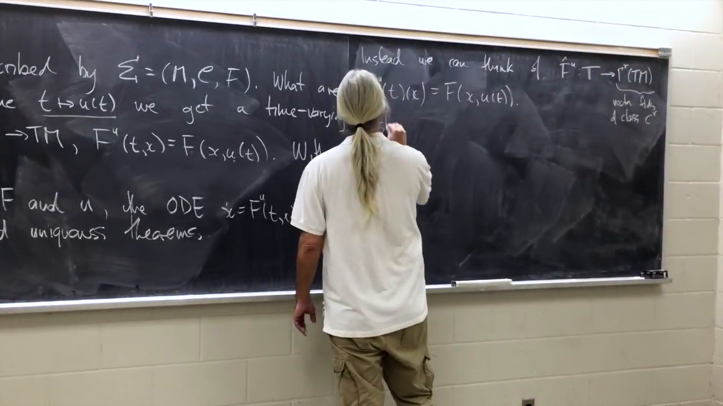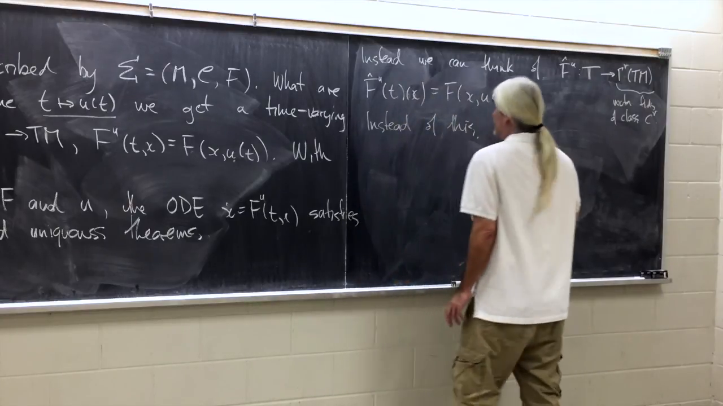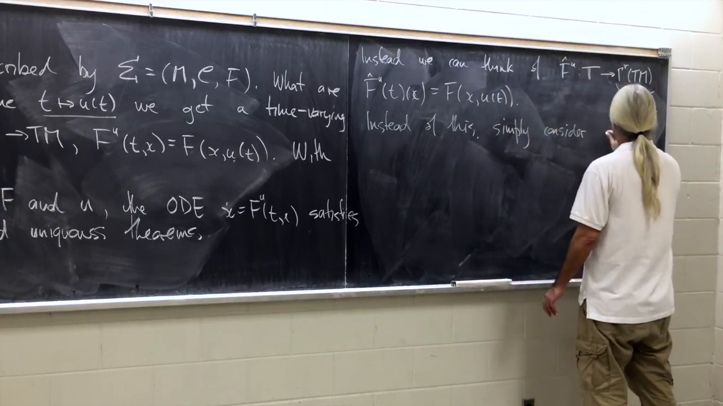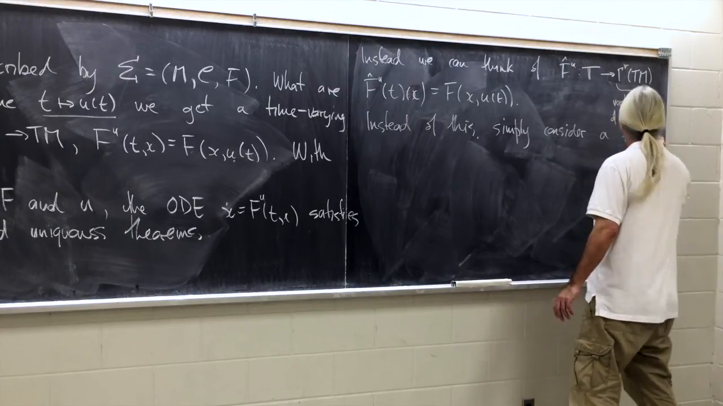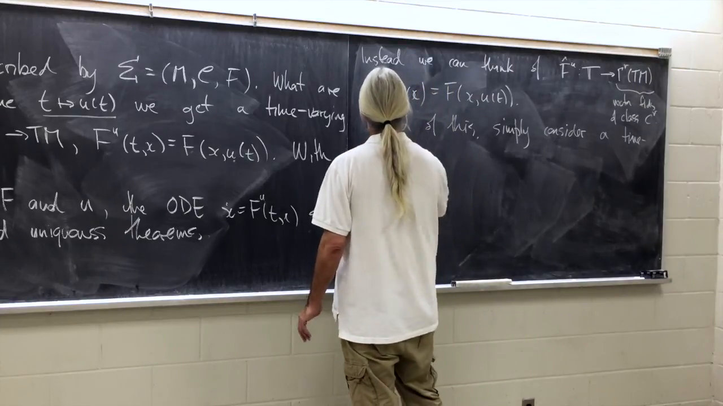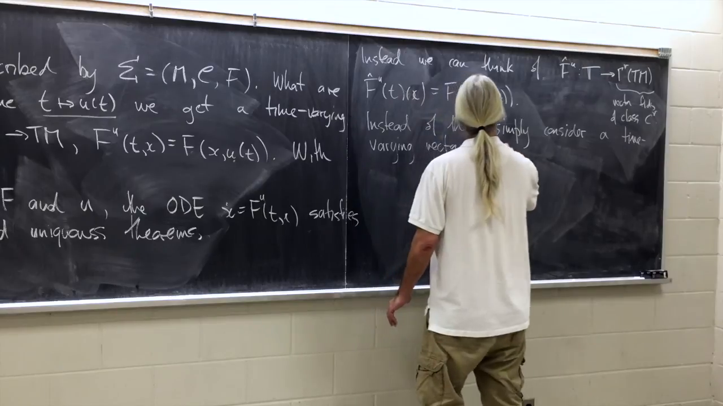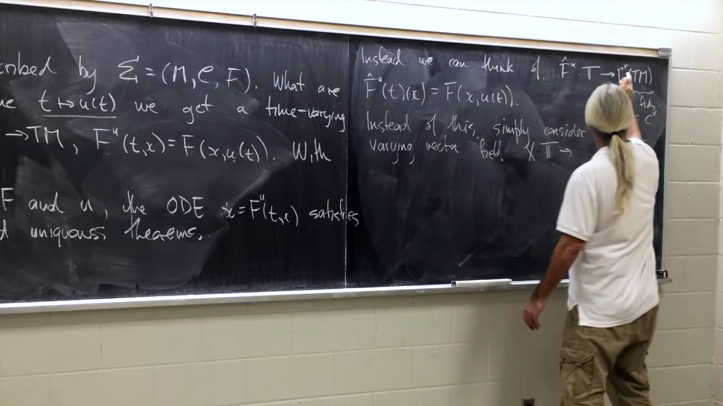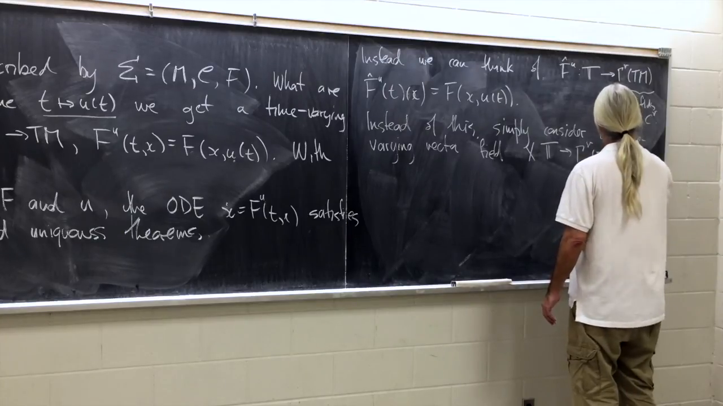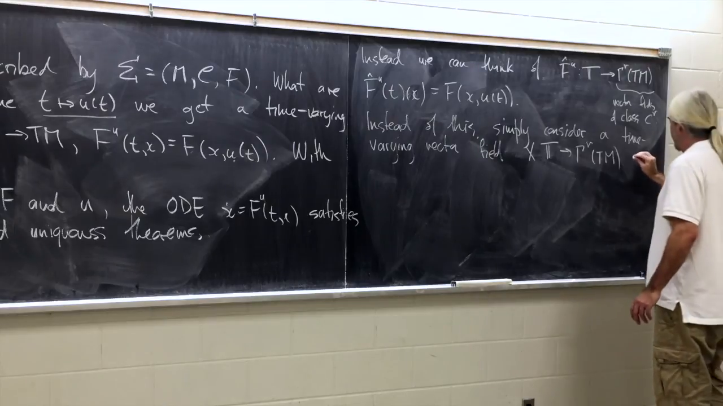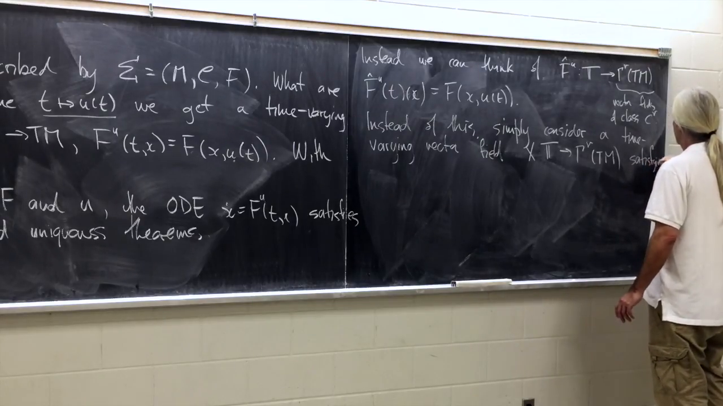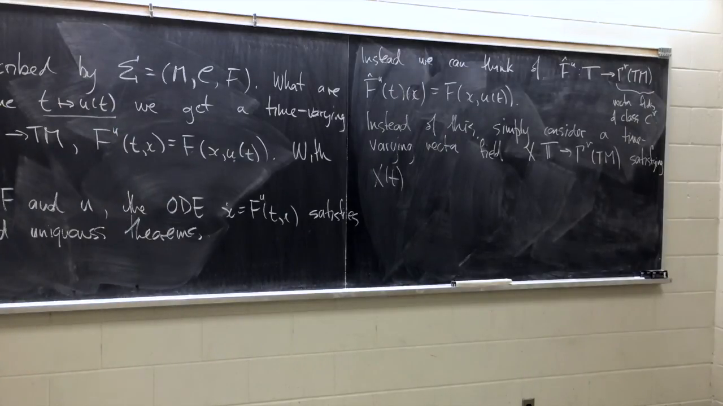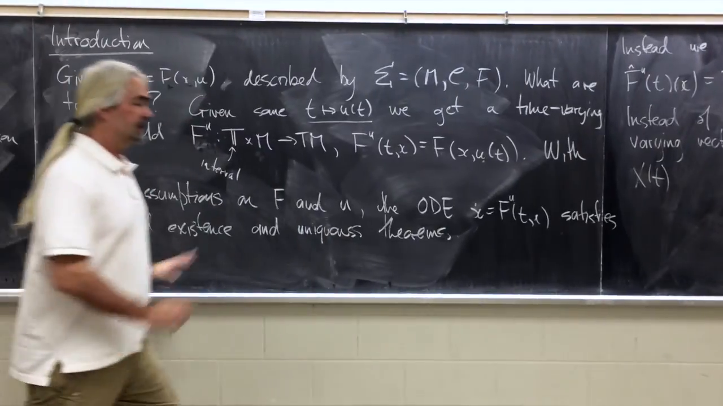Okay. So instead of this, simply consider a time-varying vector field X. X now is going to be a map from t into here, satisfying: for each fixed t, X of t, the vector field takes values in the set of all vector fields that you can get like this. And what do I mean by that?